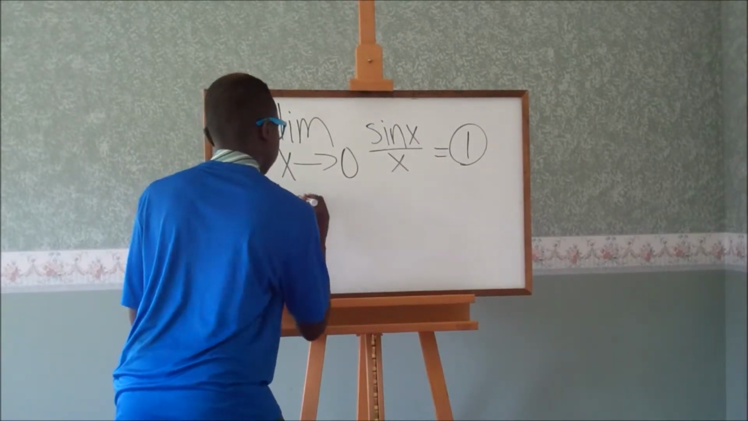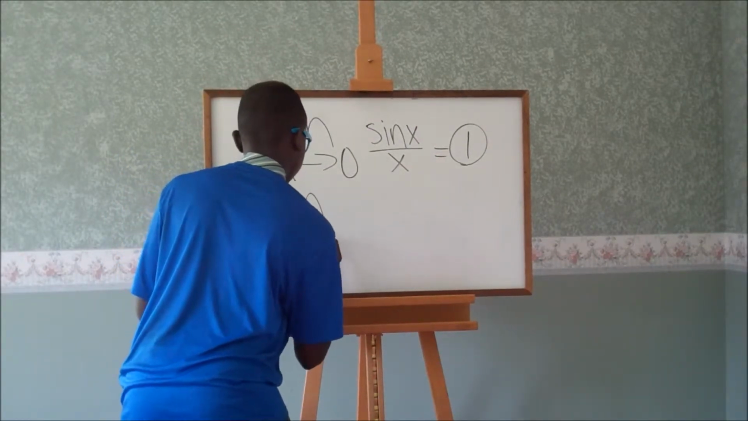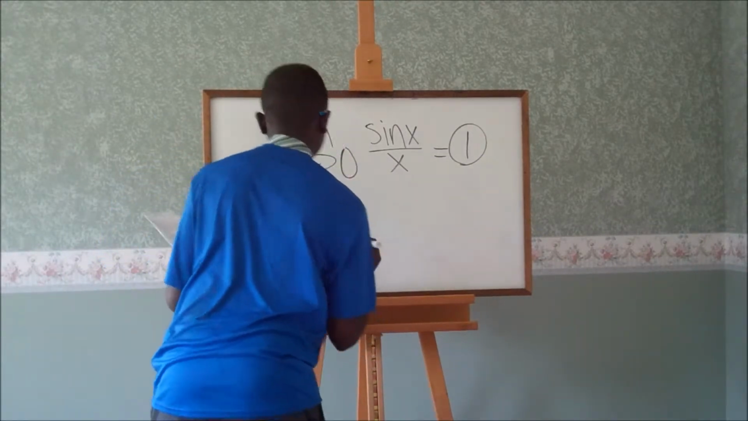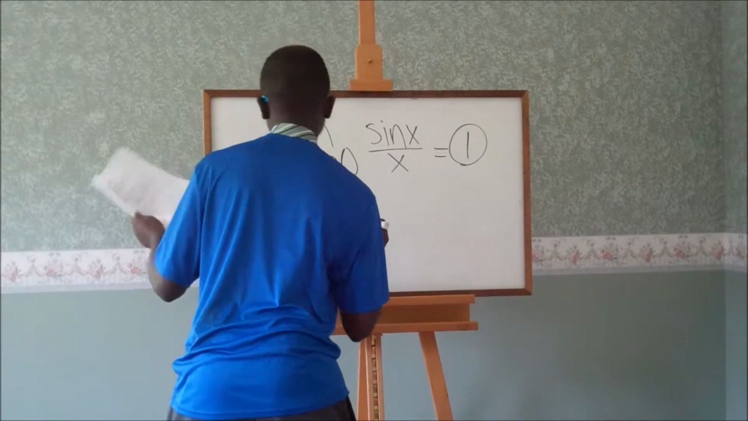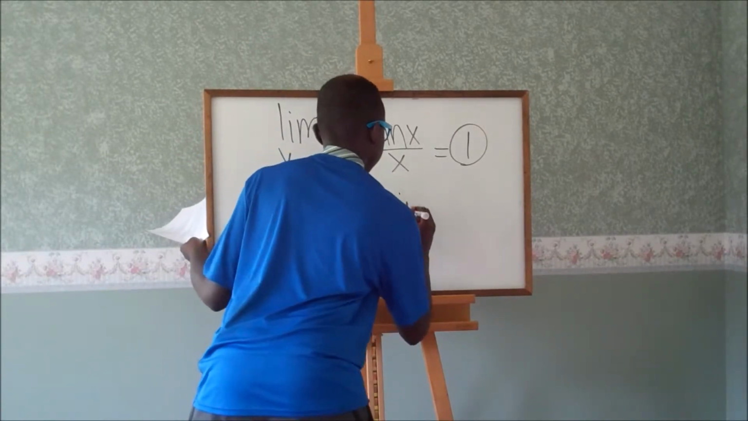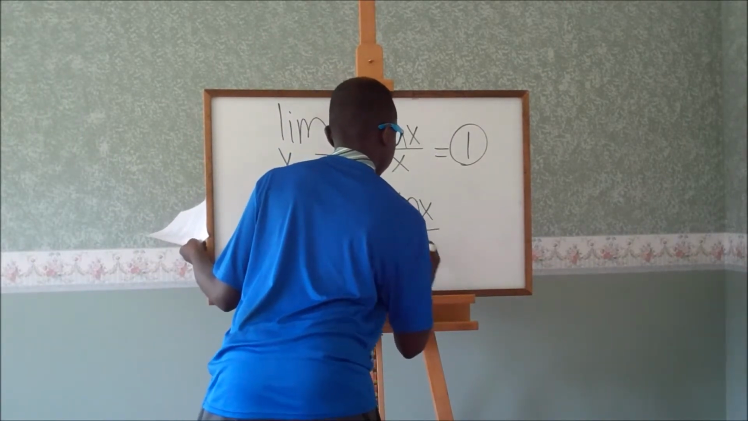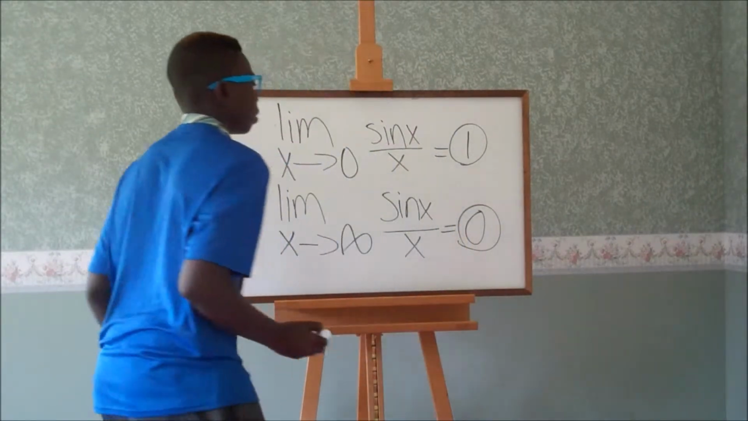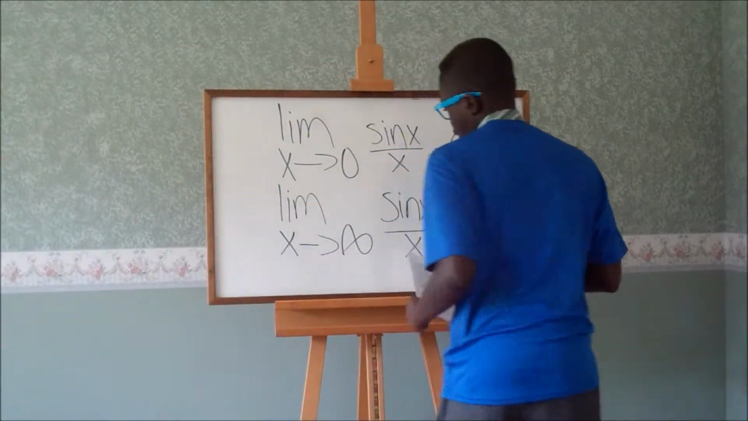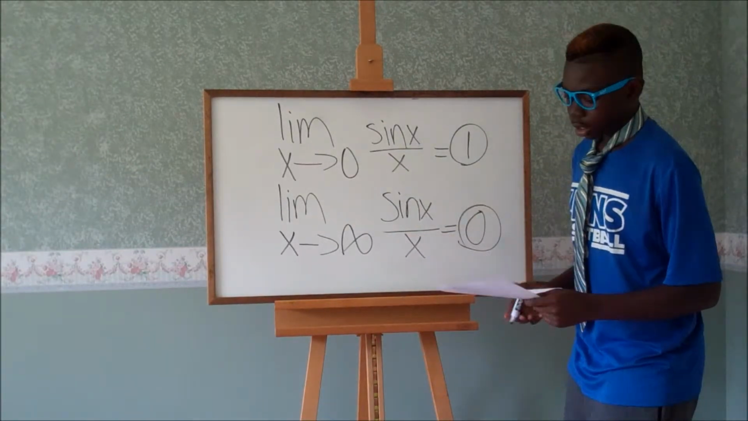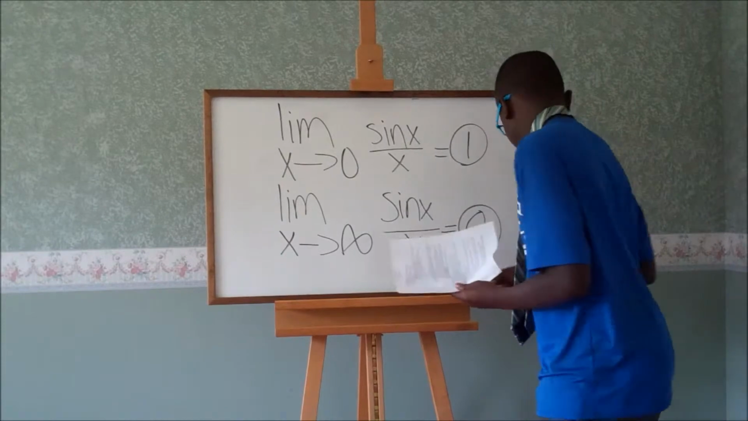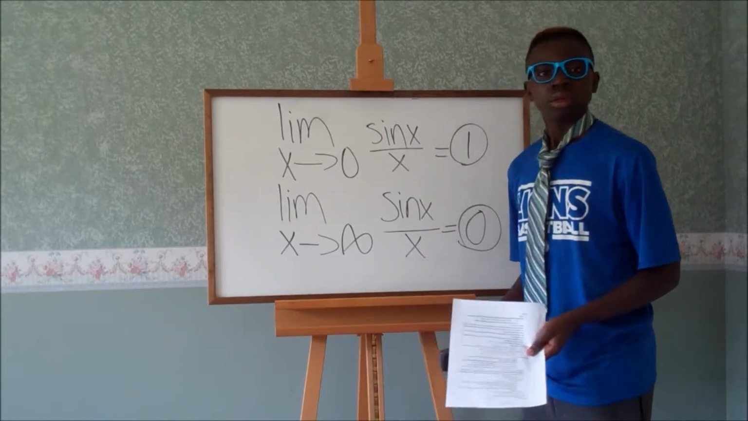The second thing that you need to memorize when you're talking about this equation is that the limit as x approaches infinity of sine x over x is equal to 0. These are just two equations that you just have to memorize. Now, next we can talk about piecewise equations.